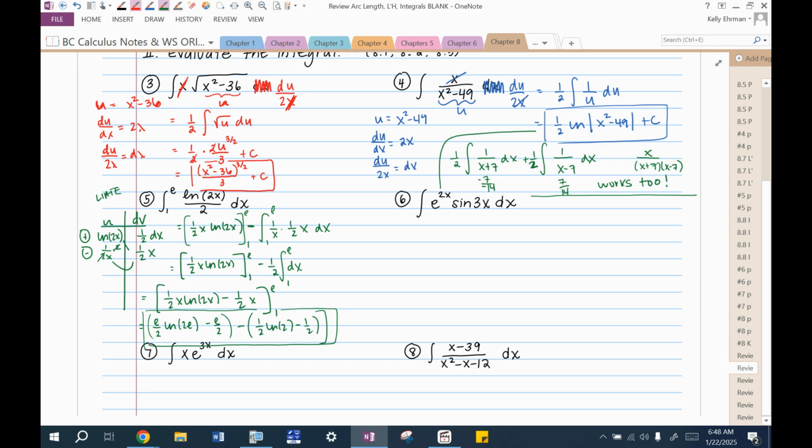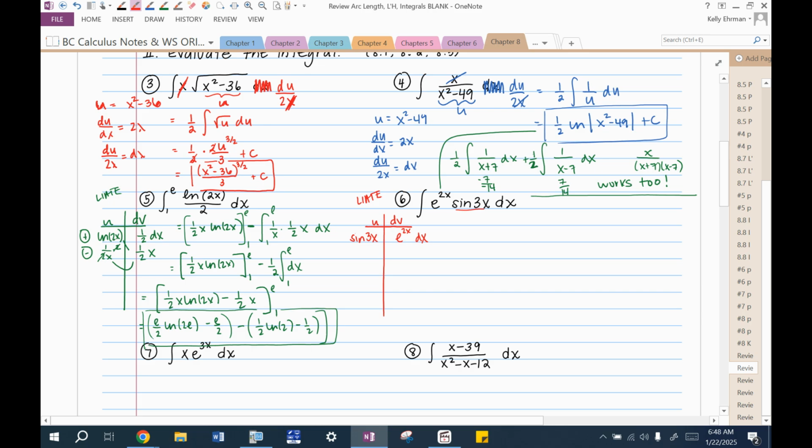Number 6, you should recognize from the partial fraction decomposition homework. This is kind of our classic e to the 2x sine 3x. So this is one where we're doing integration by parts again. And because of LIATE, you need to let u equal the trig piece, and dv will be the exponential piece.